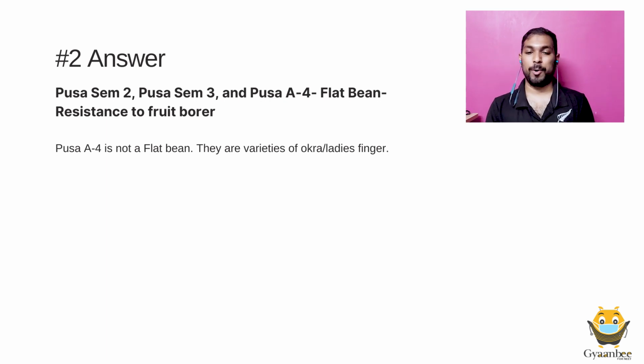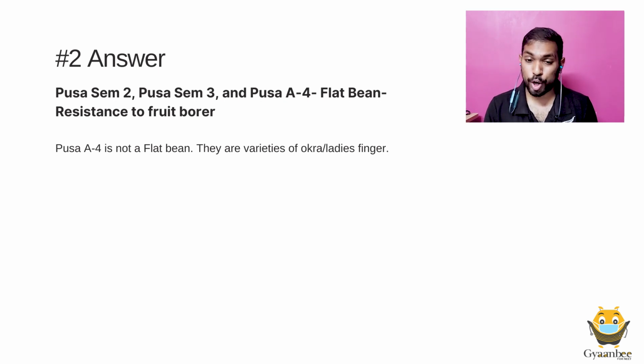Okay. So out of these four options, the option that is a mismatch is option number 3, which is Pusa Sem 2, Pusa Sem 3 and Pusa A4, flat bean. That's the answer I was looking for. So option number 3 is the right answer for question number 2.